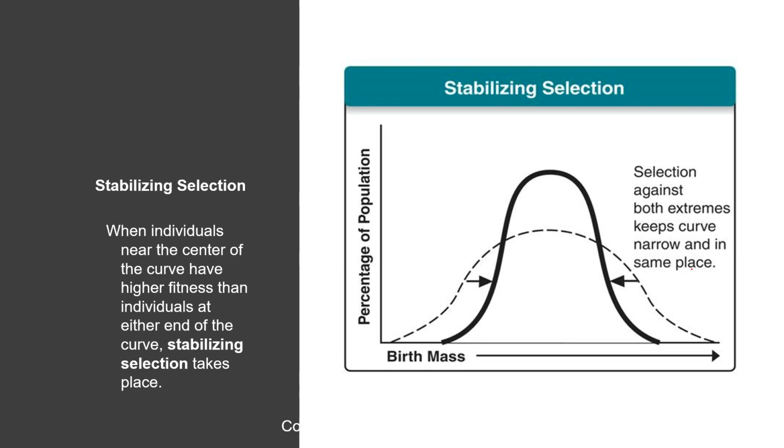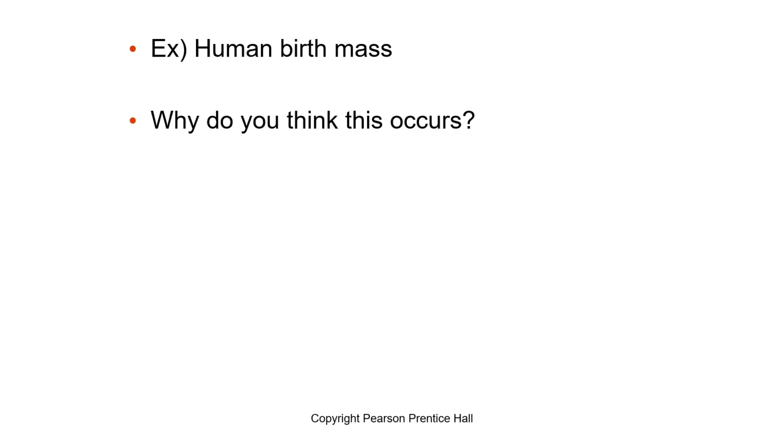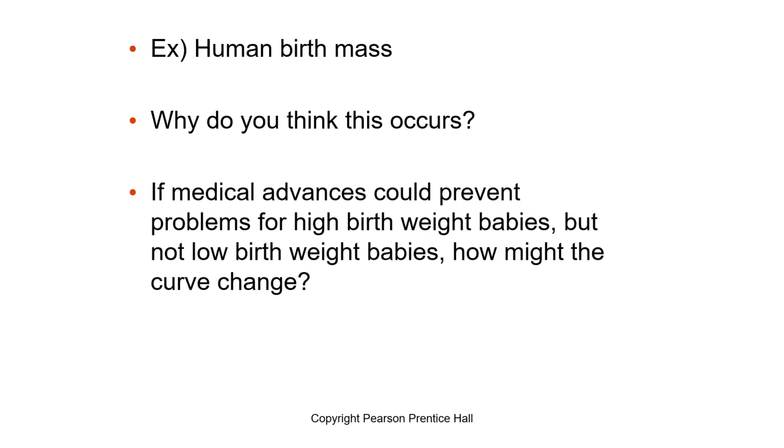Stabilizing selection is another example, where one phenotype is obviously more fit, and it's usually in the middle here. So it's when individuals near the center of the curve have higher fitness than those at the edges. So what you actually see is these guys would die off, which would then change the population to being more in this range. So it just kind of narrows the curve. An example of this would be birth mass.